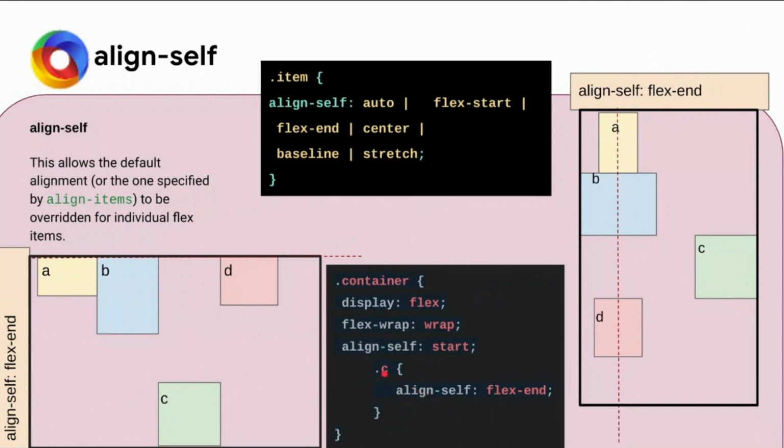Align self always comes inside the items instead of the container. Sorry, here it would be align items. Okay, I have missed that. So here it's align items as start. Everything is a start, and align self always comes inside the inner child. So align self can modify one value of the align items which is already in the alignment.